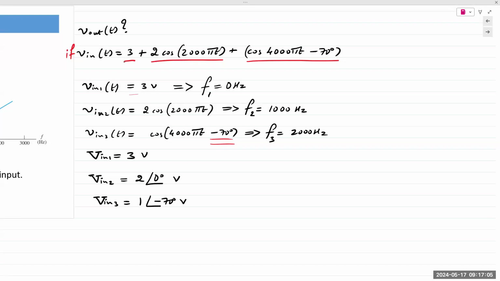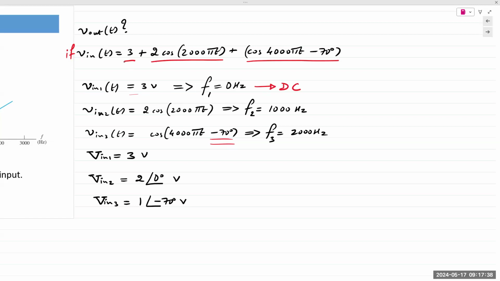For V in 1, it's a constant value. It is not a function of time. There is no t in that expression. It's not 3t. It's simply 3, meaning it's a constant flat DC value with a value of 3 volts. So if there is no frequency, it is DC. Frequency F is 0.